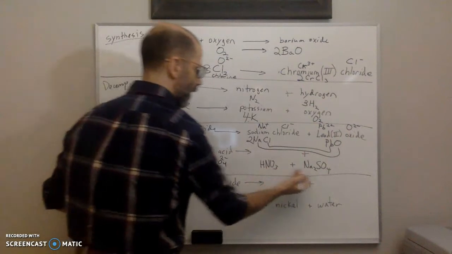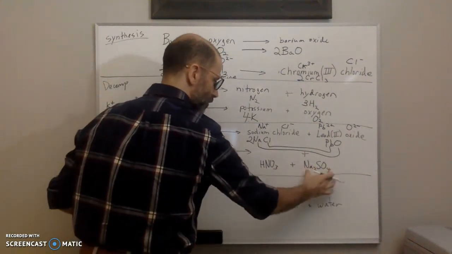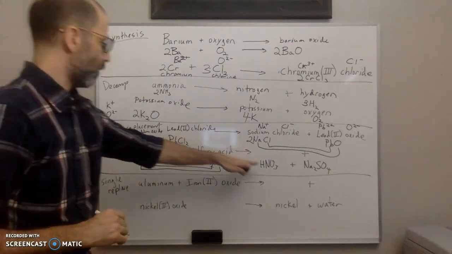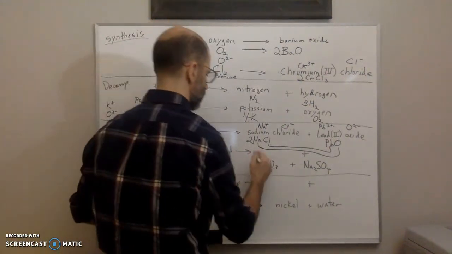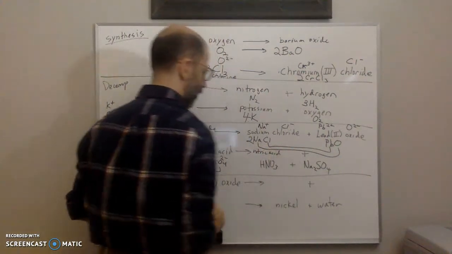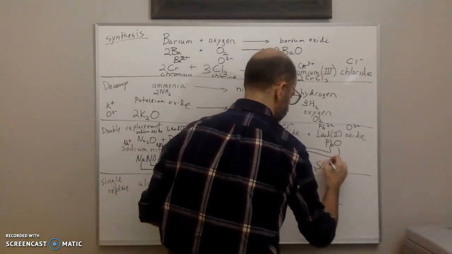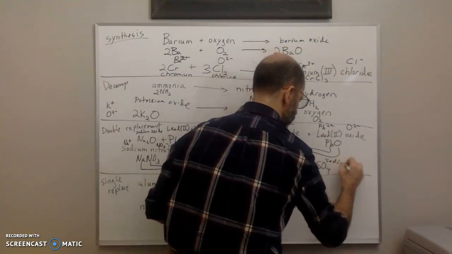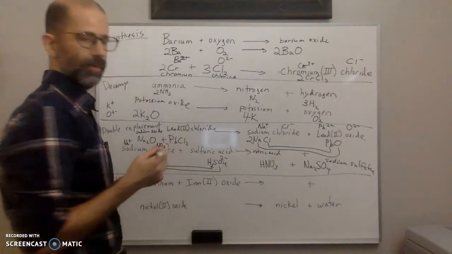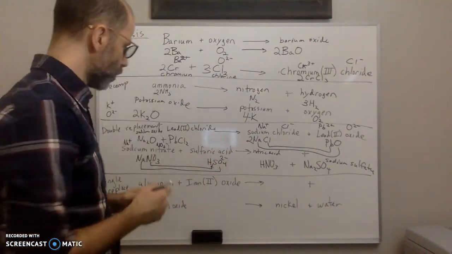Okay, so now the formulas are correct. The charge is balanced. The formulas are correct. So now I can get the names. This is nitric acid. Okay, this is sodium sulfate. Okay, so I got sodium sulfate.